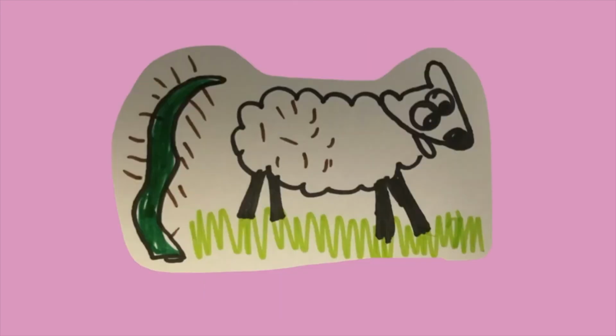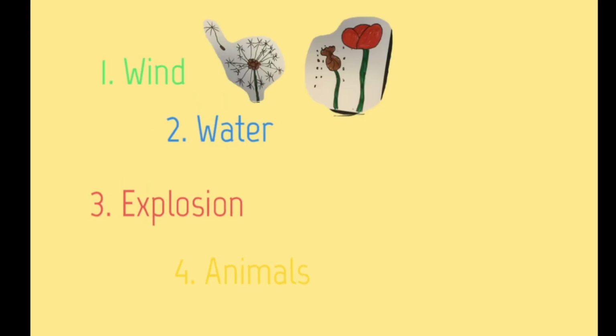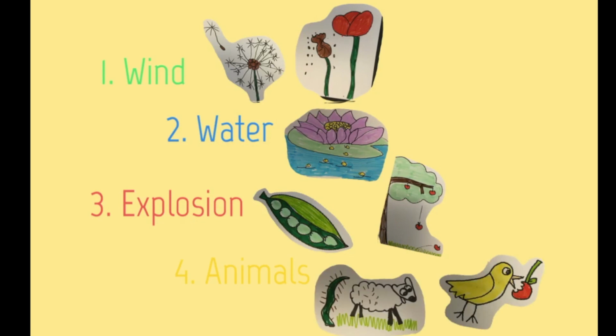Catching a ride. So just as a recap, we've got 4 different types of seed dispersal. We have wind, water, explosion, and animals. Wind helps us in 2 ways. That's with the floating or with the shaking. Then water. Then explosion is through the bursting or through gravity with drop and roll. Animals help us externally and internally. Externally with catching a ride and internally with eating them.